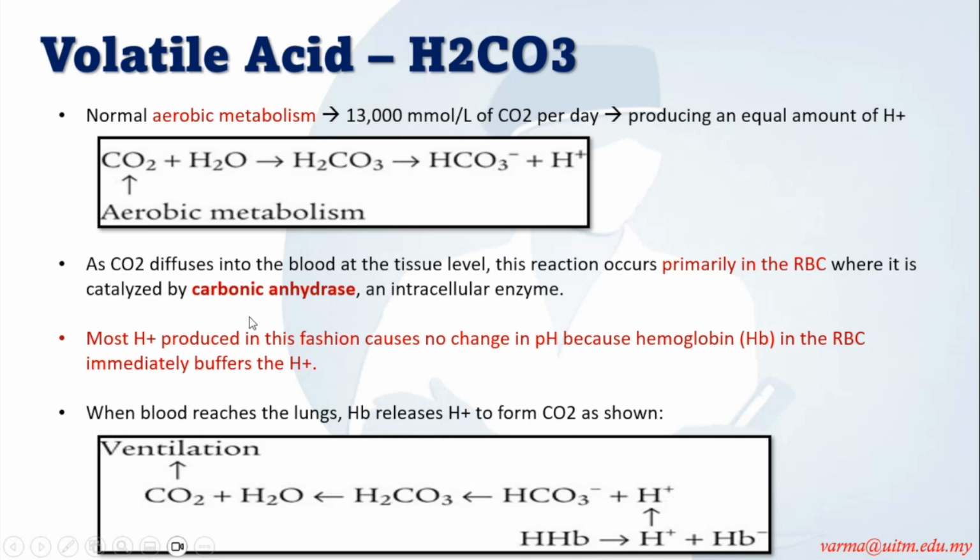Okay, this is the basics of how volatile acid is produced and also eliminated from the body in the form of carbon dioxide. It is formed from carbon dioxide and is eliminated as carbon dioxide as well, keeping it in equilibrium. Thus, there is no change in pH in a normal condition.